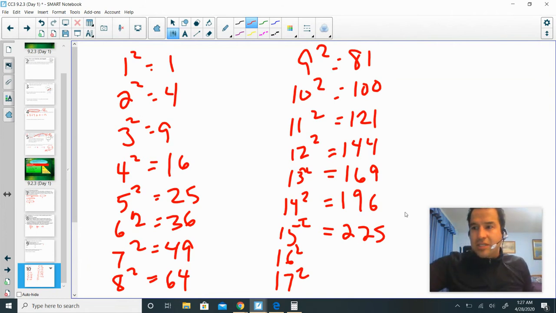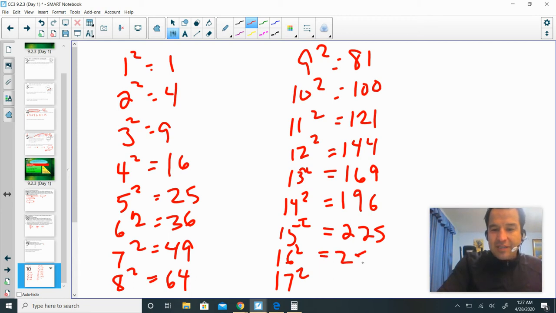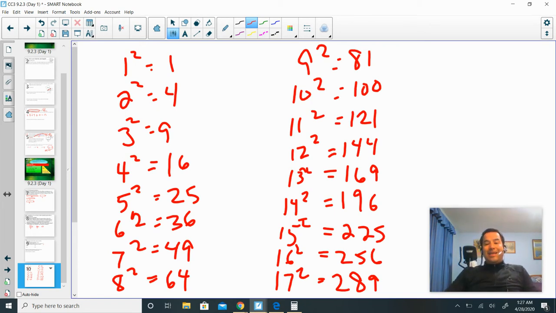So let's check 16 squared. I'm going to get my calculator. And you're like, I already have it, Mr. Ramirez. Great for you. Good job. 256, okay? 256. And then 17 squared is 289. Cool. Have those written down, please. I know, it's a lot of writing to do, but please write them down. It's going to help you. In fact, it's going to help you right now.